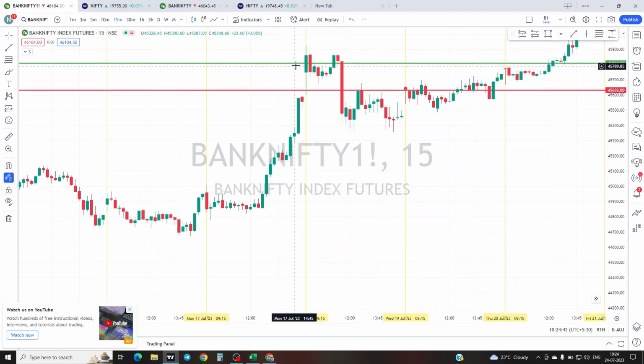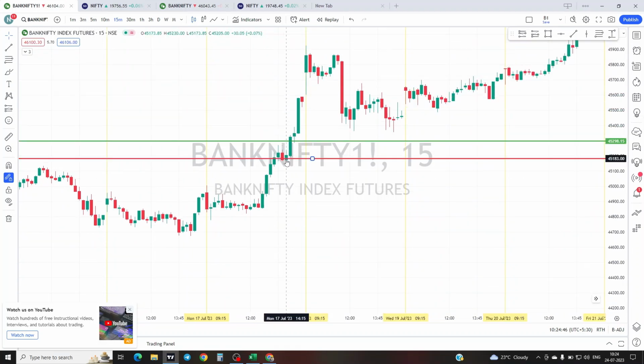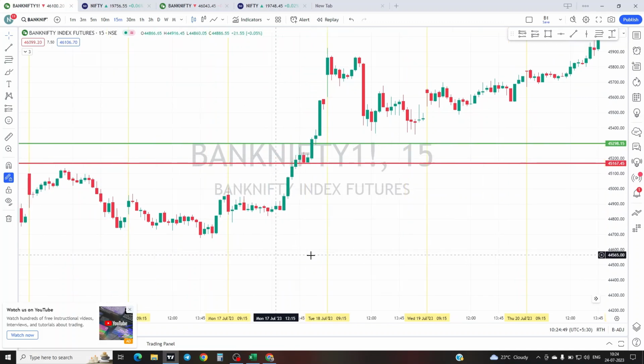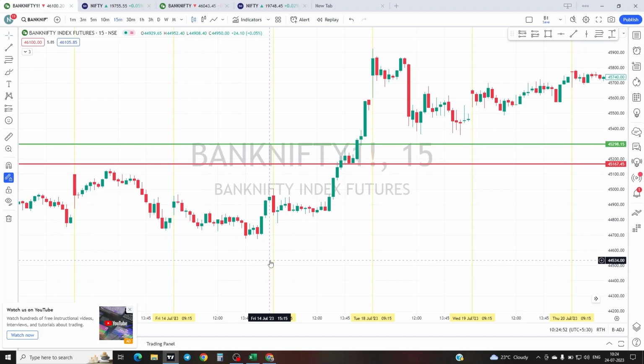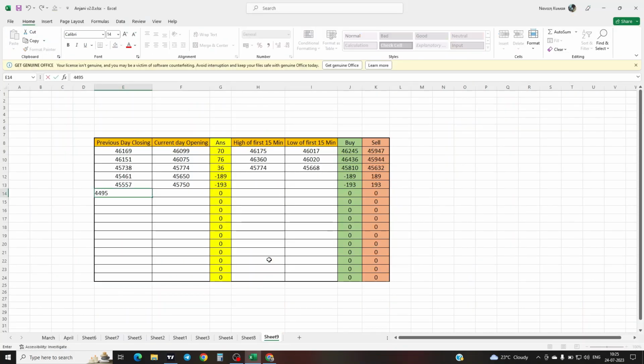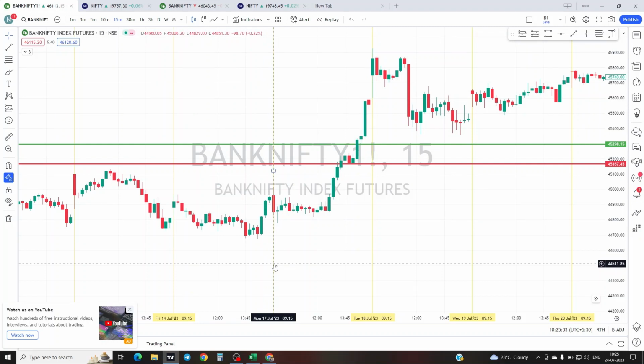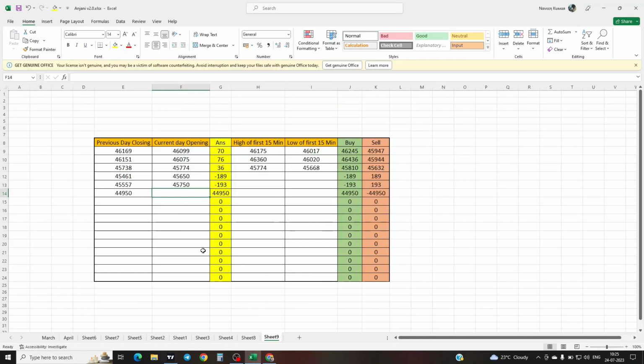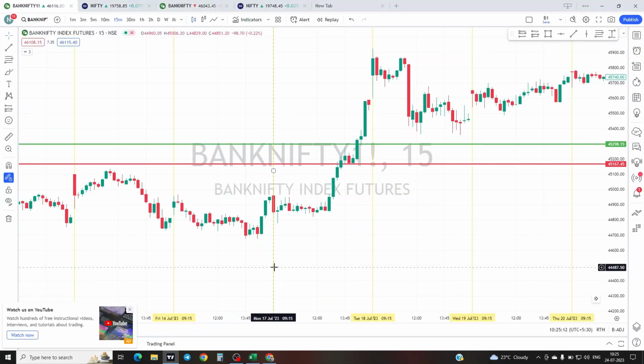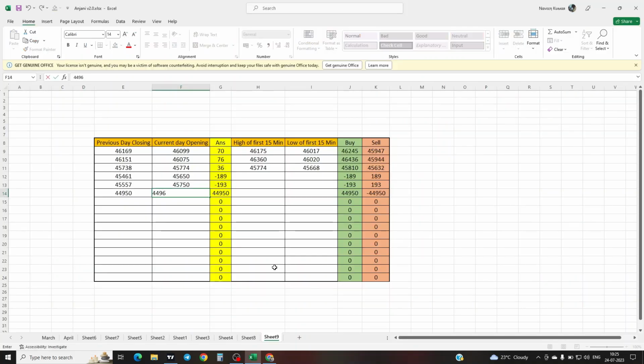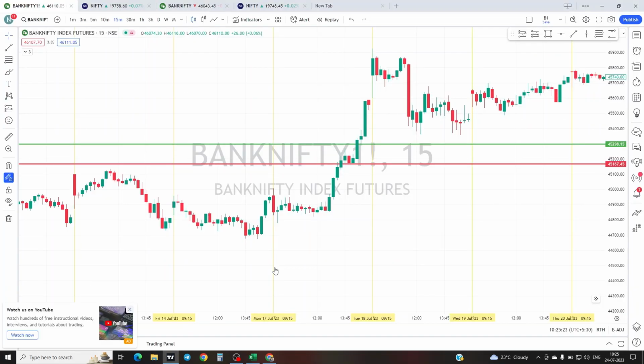Let me put this horizontal line below. Okay, let's check 17th day's result. For that we need the previous day's closing. The closing was 44950 and the open was 44960. Right, we got minus 10, we have to make it positive 10. Just enter manually 10, that's all, nothing you need to do.